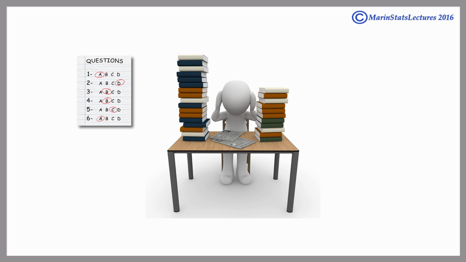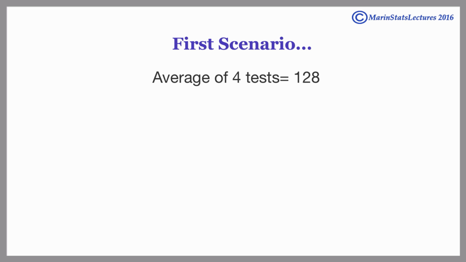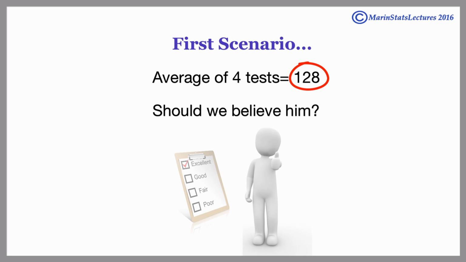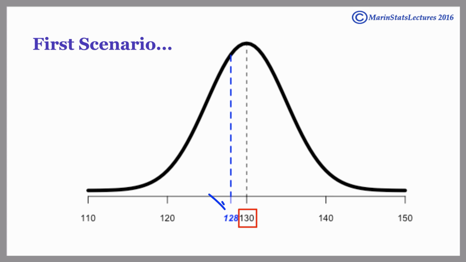You get your hands on 4 IQ tests, and you have him take all 4. Over the 4 tests, he scores an average of 128. Based on this, do you believe his claim? You probably would. If his IQ really is 130, scoring an average of 128 over 4 tests is quite reasonable.